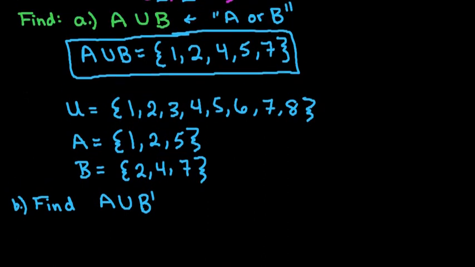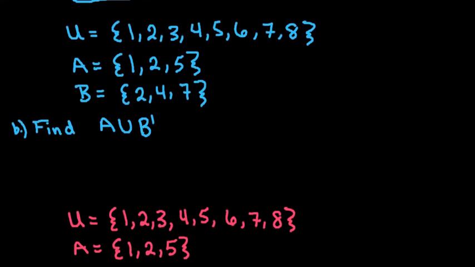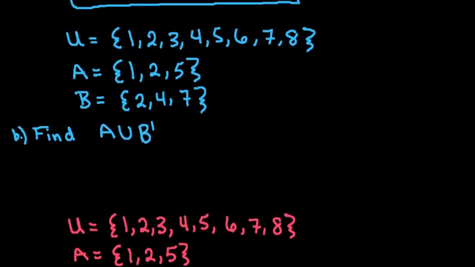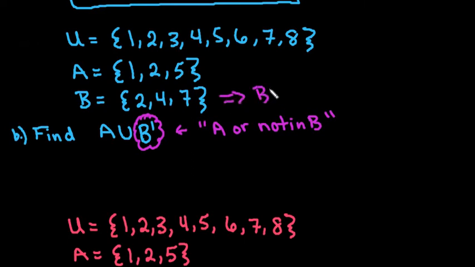And for this one, it's a little bit different because of the fact that they give us our universal set. And the way that we would read this one is A or not in B. Okay, so this time they used B naught. We've got to find the complement of this one first. So what we want to do first is we have to find B naught, and that's the set that we are going to look at.